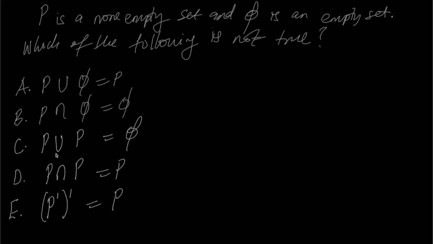C. P union P. That is, you want to pick elements from P, I also pick from P, but no repetition. At the end of the day, you will end up with P. Definitely, this is actually the culprit. Let's check this. P intersect P. Definitely is P. And we have said the complement of a complement of a set is equal to the set. Therefore, the answer is C.